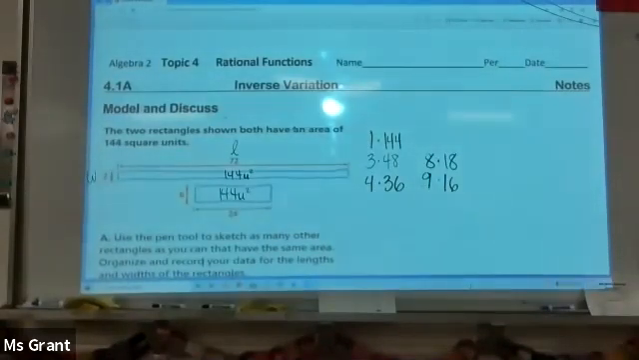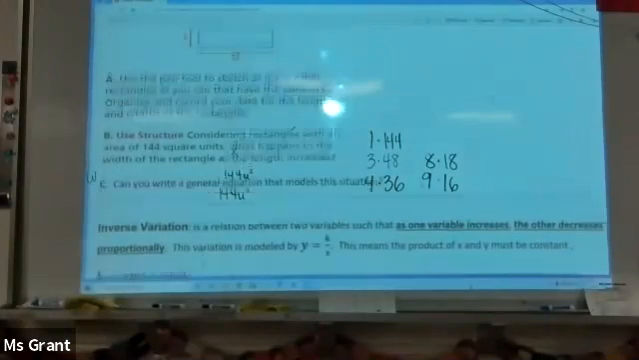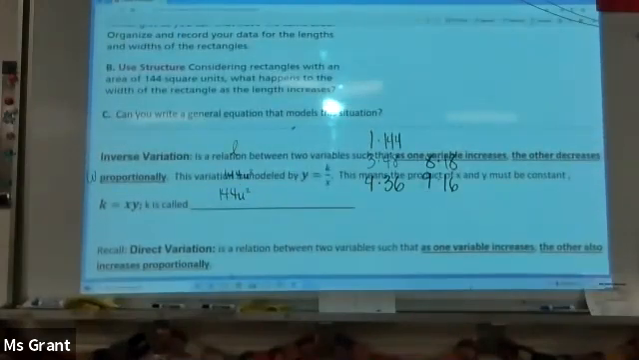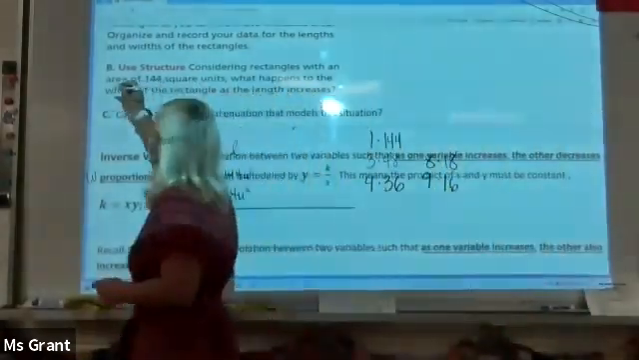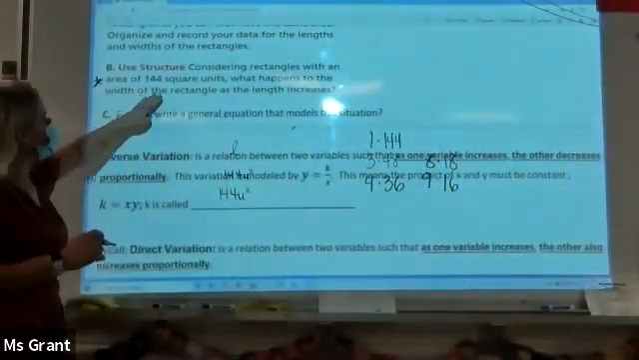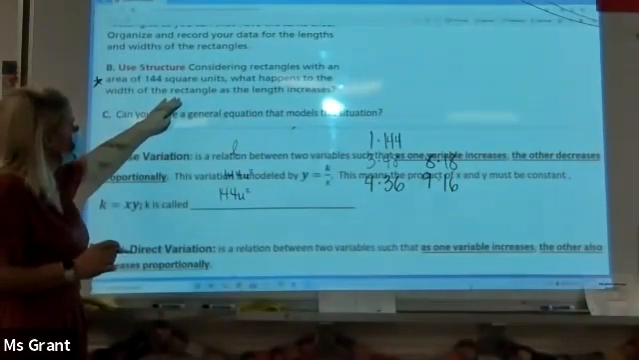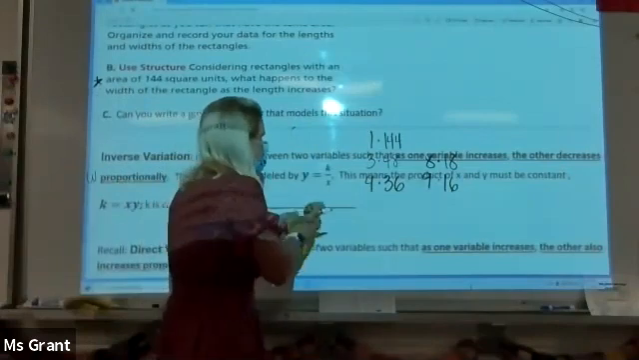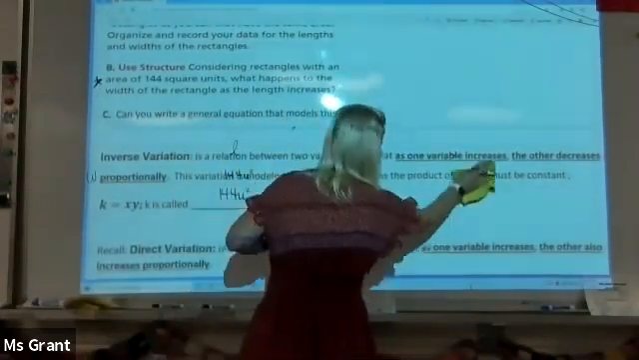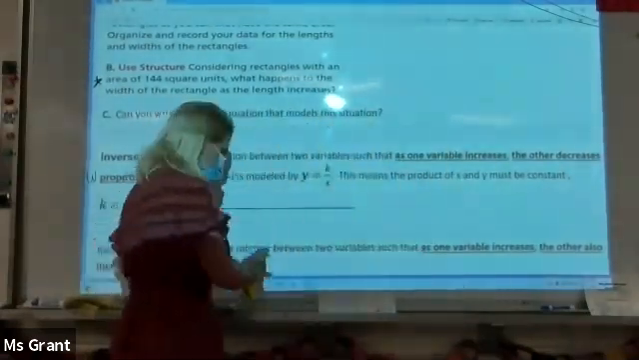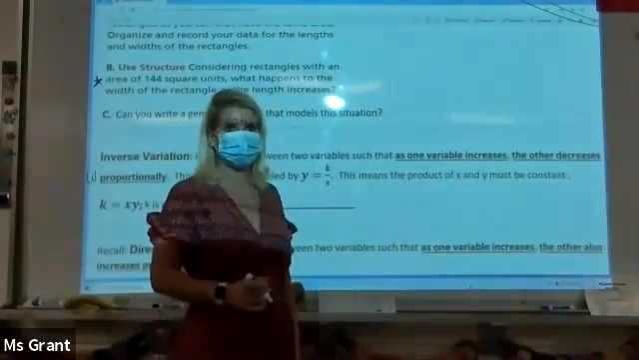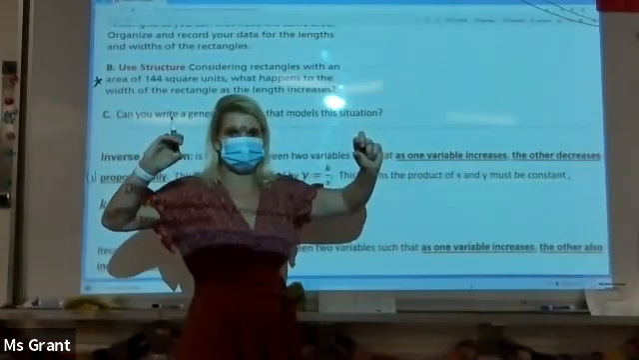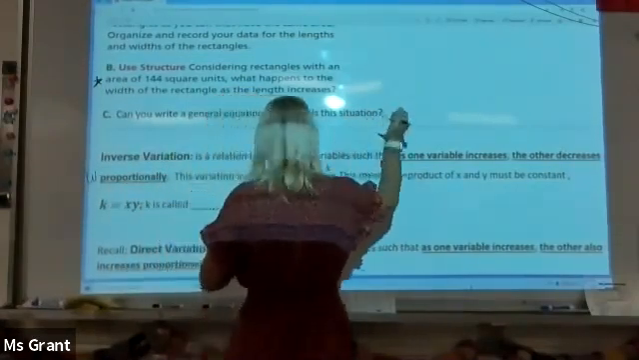Those would be equal to 144. I'm going to scroll up. Considering rectangles, real quick, let's just do B. What happens to the width as the length increases? As my rectangle gets longer, what's the width doing? As my rectangle gets super long, what's happening to how wide it is or how tall it is? It's getting skinnier.